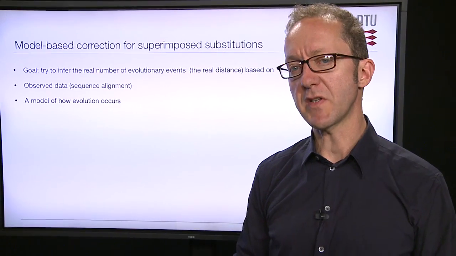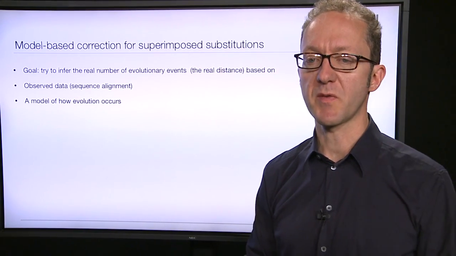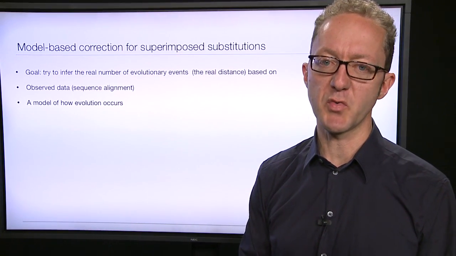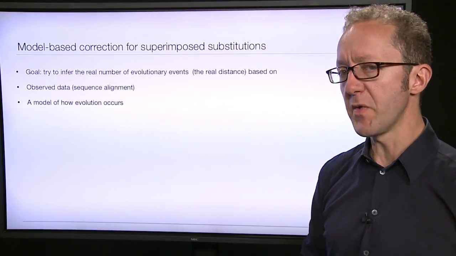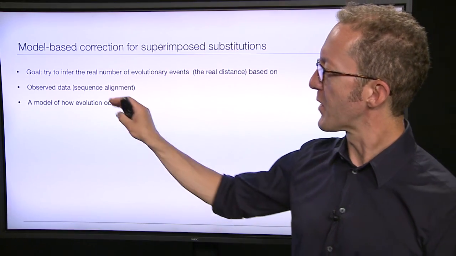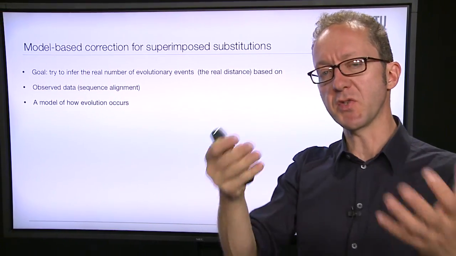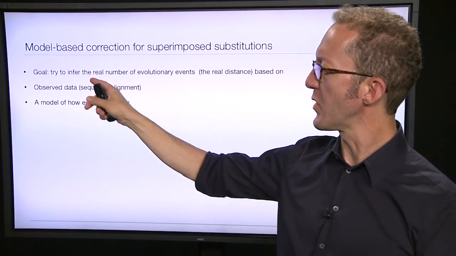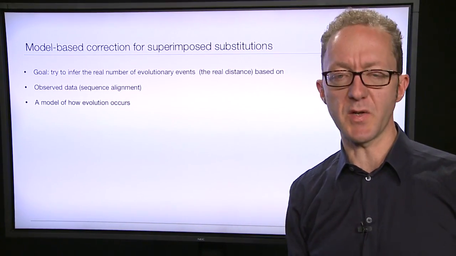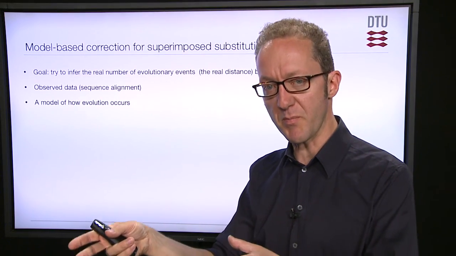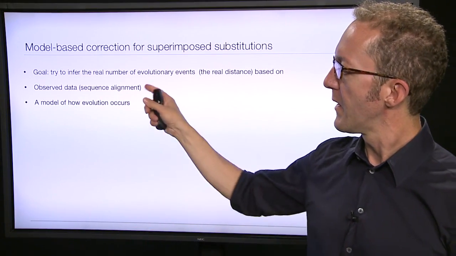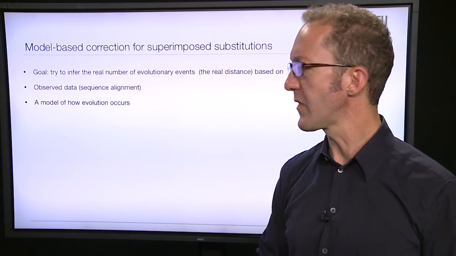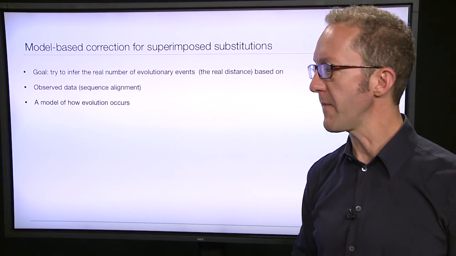As it turns out, it's actually possible to correct for this. But in order to do it, you need to make some assumptions about how evolution occurs. I'll just very briefly mention the idea. The goal is that we have an actual data set, we have a multiple alignment, we have some observed distances, and our goal is that we want to try to infer the real number of mutations from the observed number of mutations. The only thing we have to work with, in terms of data, is the sequence alignment. We have our observed data there.